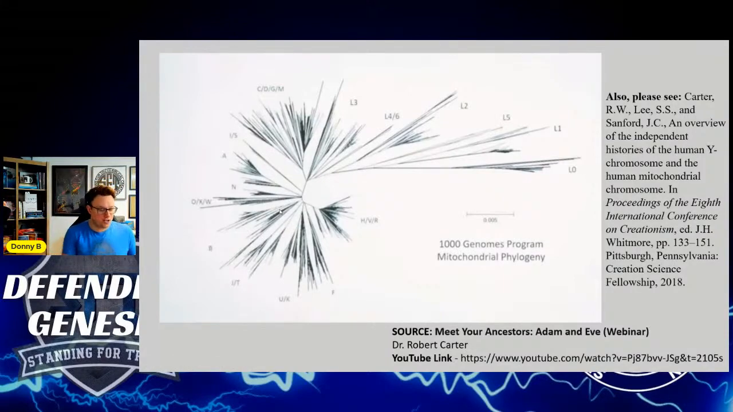Because your critics, and this was a major argument in my debate with Grayson, they'll argue, oh, you know, this is an unrooted tree. You're supposed to root it.